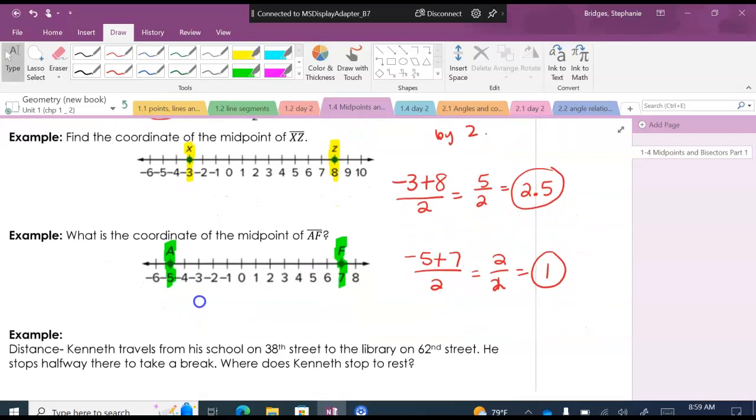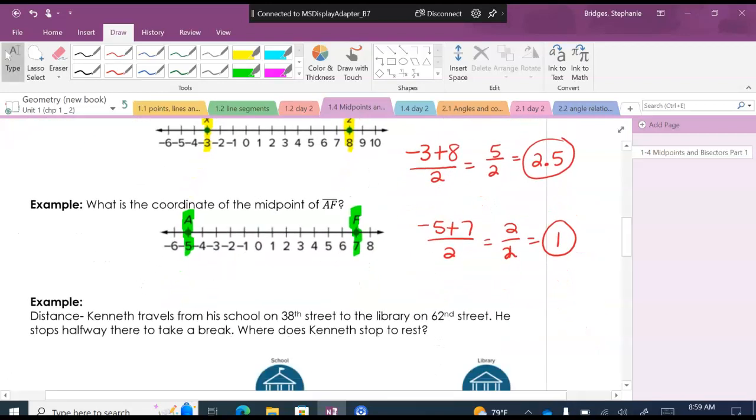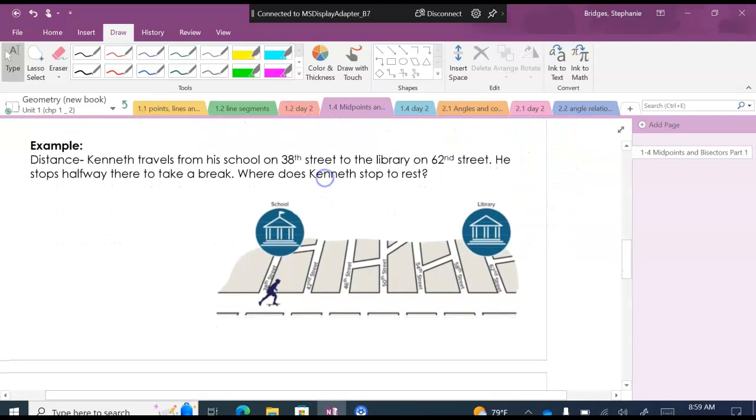I was going to ask you, how are you supposed to know when to do this and when to do this, but you tell about it. It'll say what's the coordinate of the midpoint. That's a trigger to add them and divide by 2. All right, let's look at this other example.